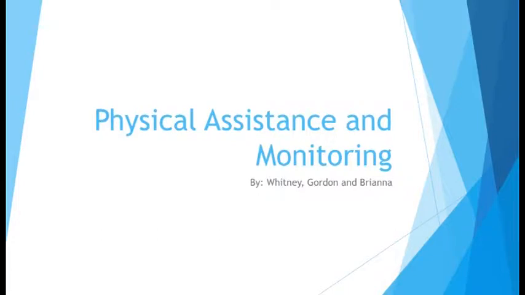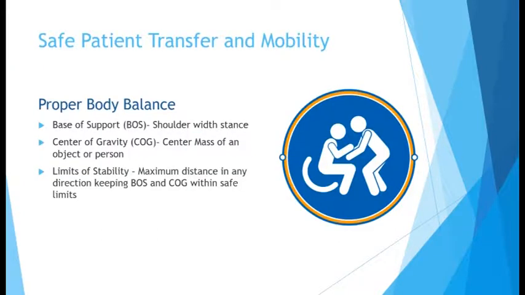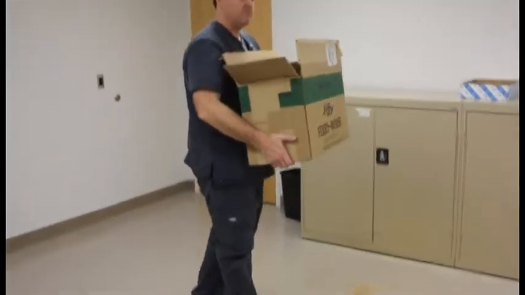Safe patient transfer and mobility. Proper body balance. Proper body balance starts with a base of support with a shoulder width stance, the center of gravity, keeping the center mass of an object or person close to the center of gravity, and limits of stability, knowing the maximum distance in any direction, keeping the base of support and center of gravity within safe limits to avoid injury.